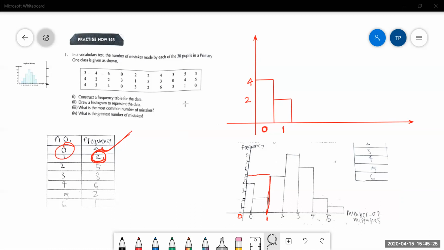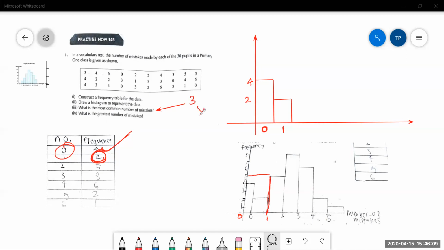What is the most common number of mistakes? 8. Wait, no, most. 3. Correct. It's not 8. 8 is the number of times that 3 mistakes was being committed. Right? I need acknowledgement because now I'm not there. So when I ask a question, I need you to respond. Okay. So 3 is the most common number of mistakes.